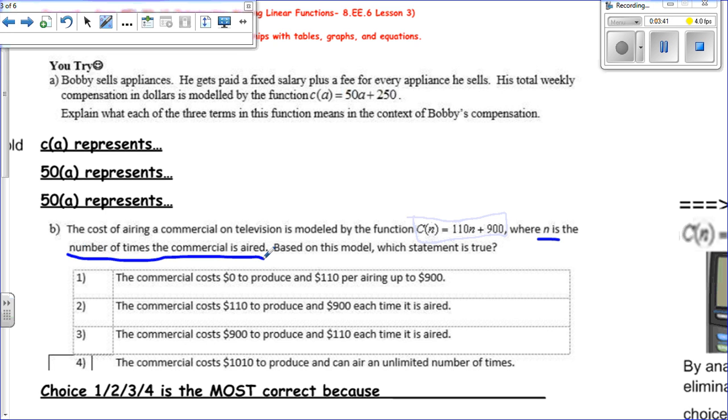Could one be true? The commercial costs $0 to produce, but $110 up to $900 every time it's aired. Could it be number two? It costs $110 to produce and $900 every time it's aired. Could it be three? It costs $900 to produce, and every time it's aired, it's $110. Or finally, could it be number four? It costs $10.10, and you get an unlimited number of times you can view it.